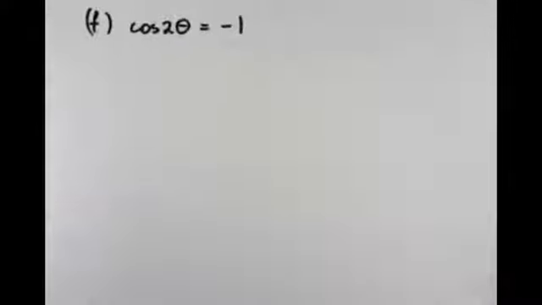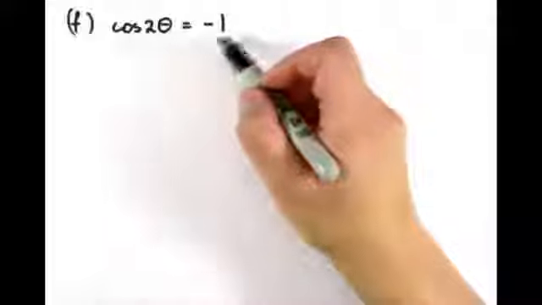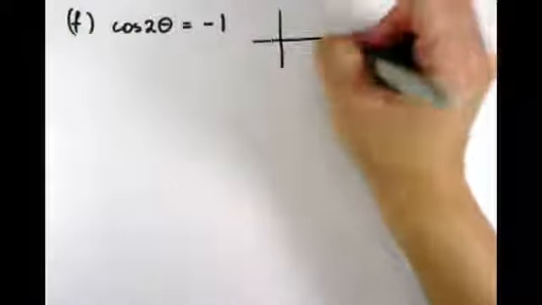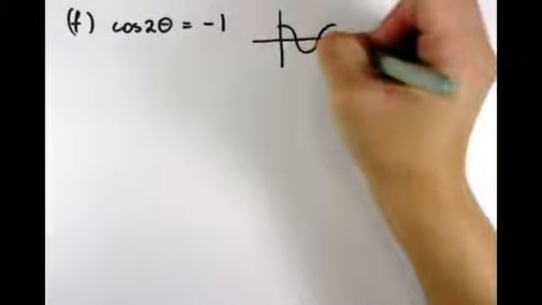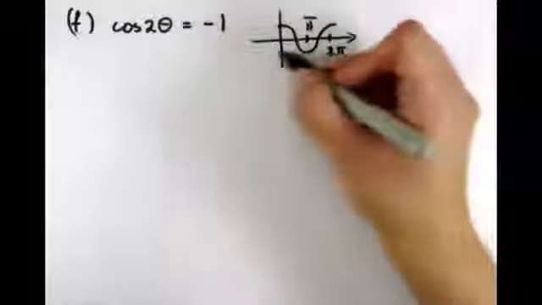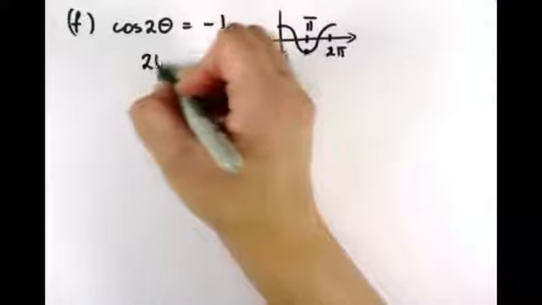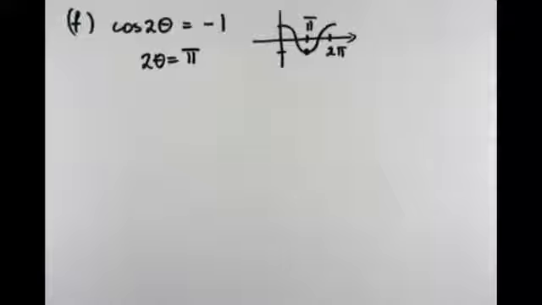Now we have example F. Cos 2 theta is equal to minus 1. So we get the reference angle where cos theta is minus 1. So I draw the cos theta as the V-shaped. Here is my 2 pi. In the middle is pi. So minus 1 is right here. So for pi, we have 2 theta is equal to pi. And then we will divide by 2 and we get this.